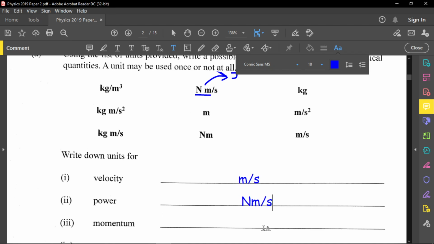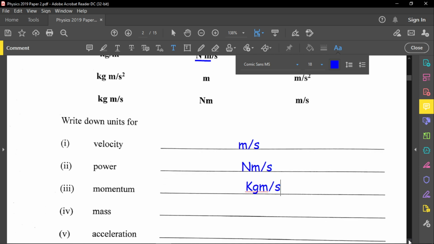Now momentum. Momentum is mass times velocity. So it is kilogram meters per second. And let's see, we have it here, right? Kilogram meters per second. So kg meters per second. All right, great. Let's go to the next question now.